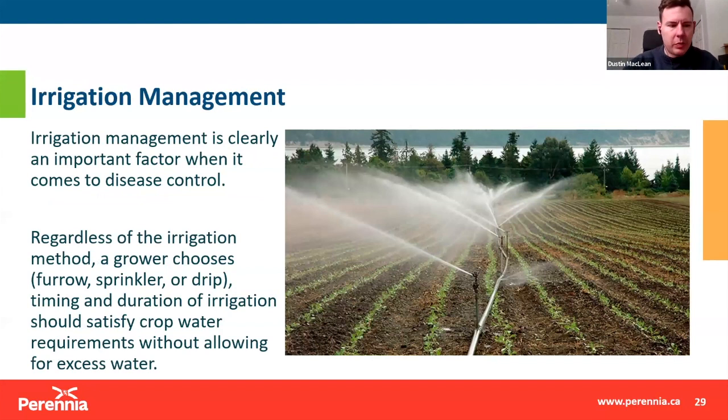So irrigation management. Irrigation management is clearly an important factor when it comes to disease control. Regardless of the irrigation method a grower chooses, timing and duration of irrigation should satisfy crop water requirements without allowing for excess water. Irrigation can have a major influence on the spread of some pathogens and on disease development. Irrigation applied during dry seasons means the spores of pathogens are not exposed to desiccation during periods of drought, so they're going to stay viable, which can cause the level of inoculum to increase.